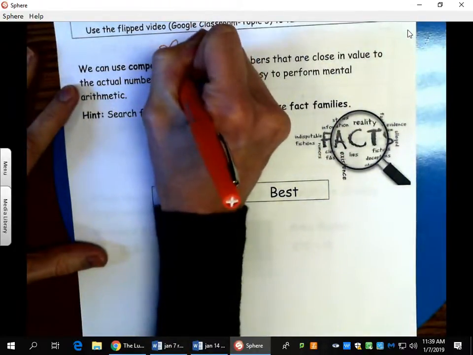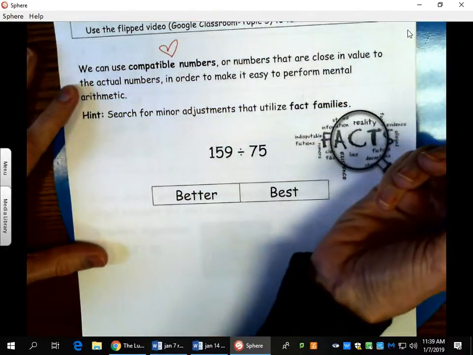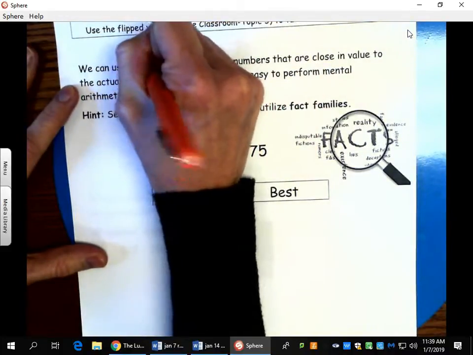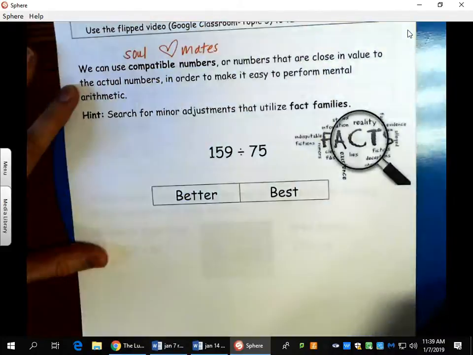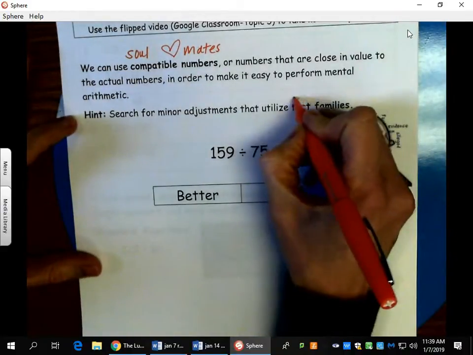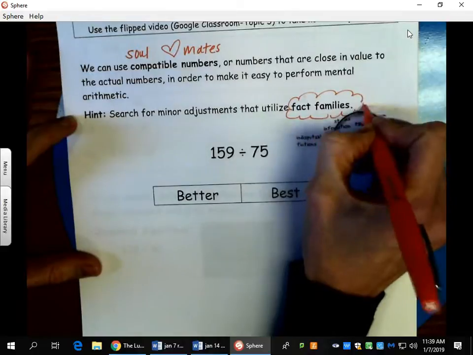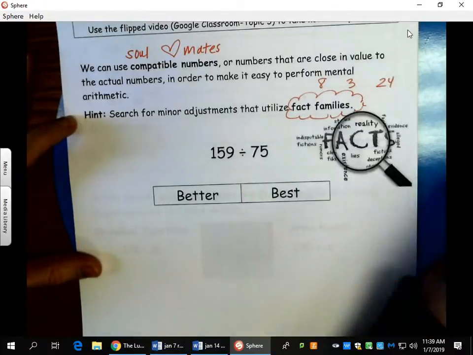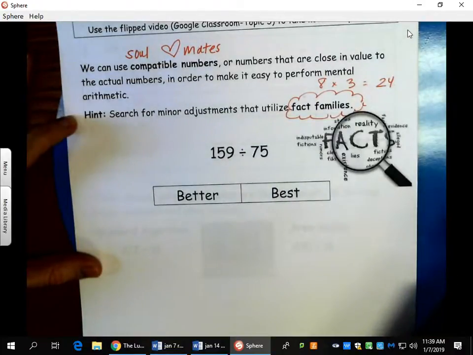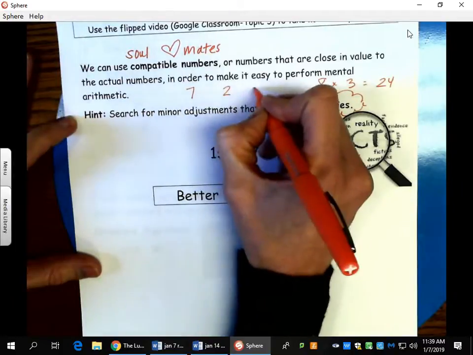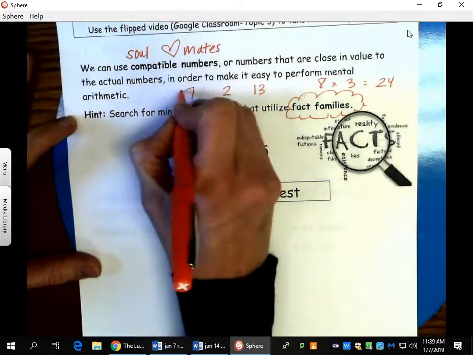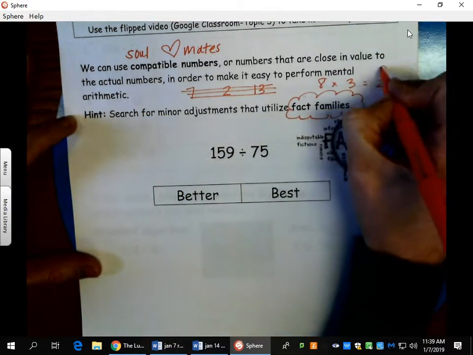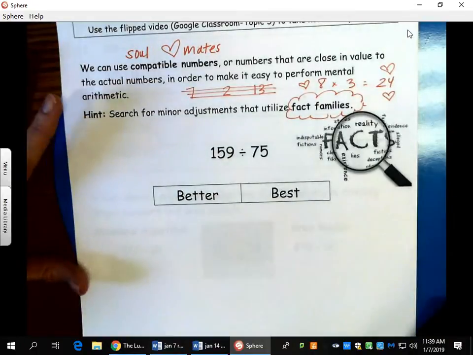Now, I know I've heard a lot about this, but that was when we talked about compatibility, about numbers that get along well. They work well together. They're kind of like soulmates. Another way I like to think about it is fact families. Fact families work well together. For instance, when I think of 8 and 3, 24 works nice and easy with it, right? Whereas numbers like 7, 2, and 13, well, that's not a fact family, and they're also not really compatible. So think about numbers that have a magic spark, that work well together.